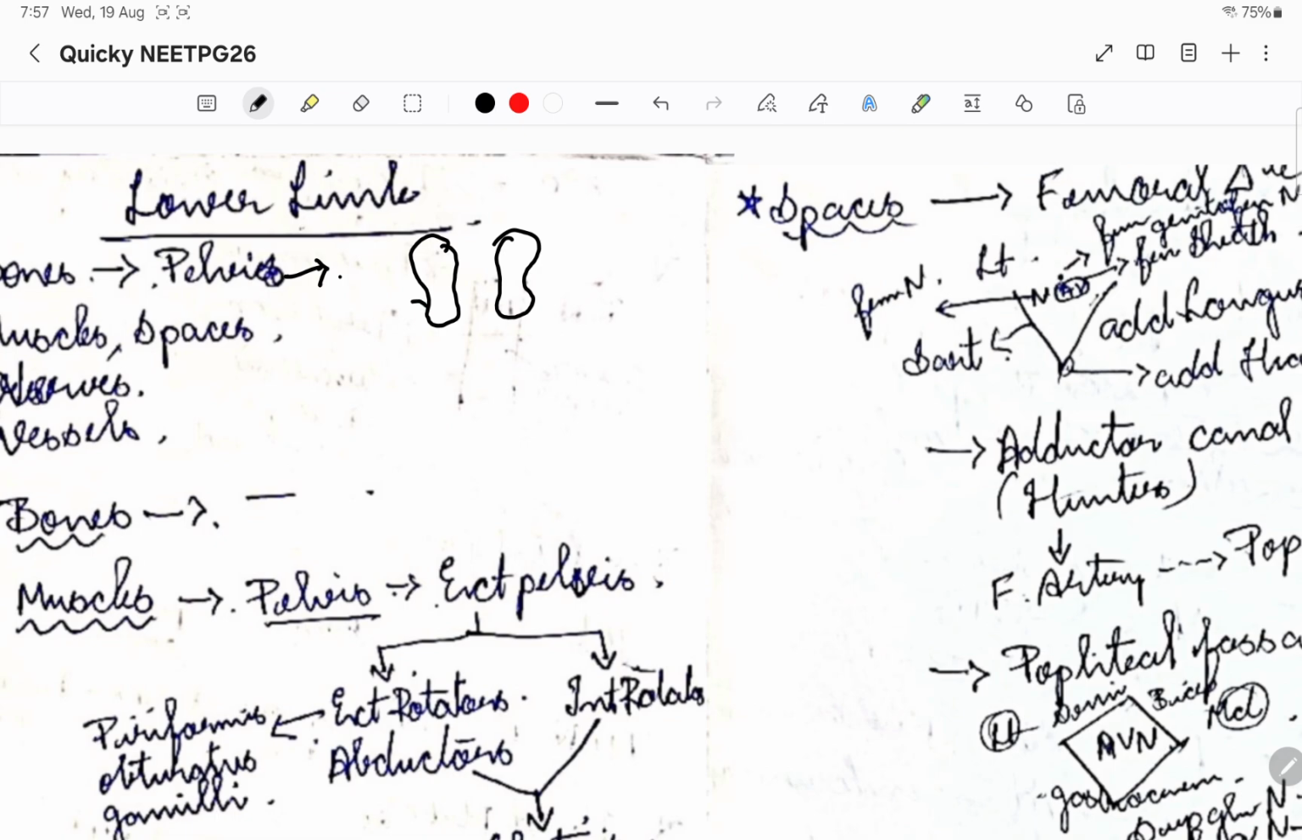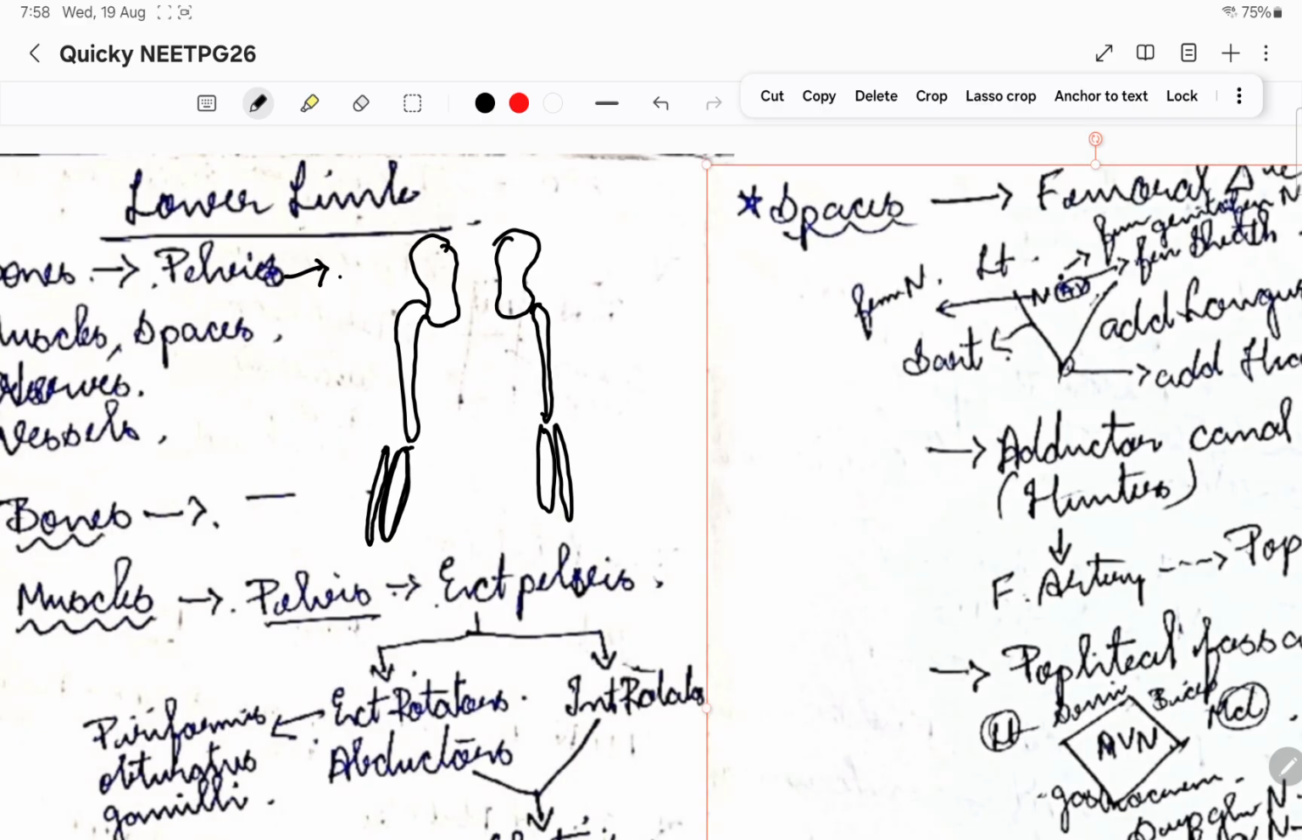Then there will be the femur, which will be like the humerus of the upper limb. Then there is the tibia on the medial side, sorry, on the medial side. Then there is a fibula on the lateral side. This is the tibia, this is the fibula. This is just like the radius and ulna.